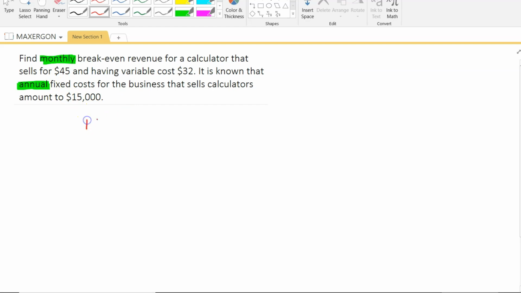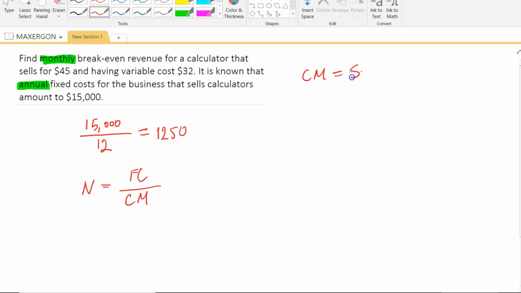To do this, we'll take annual fixed costs, $15,000, divide that by 12. This will give us monthly fixed costs, which are $1,250. With this, we are ready to find N, which is the number of items, or the number of calculators, to break even. This number N is equal to fixed costs divided by contribution margin. I will remind that contribution margin is selling price minus variable cost.